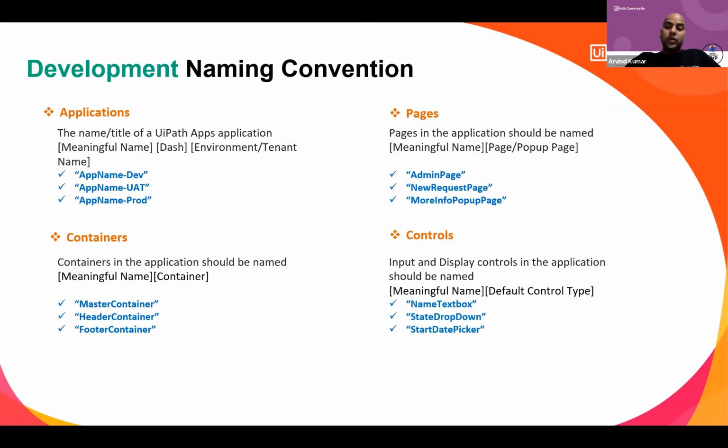Give some meaningful name and then keep the default control type, because every control type has a default name in Apps. So just put name text box, state drop down, state date picker. This will give you a better idea. Once you open your page, it will look more organized, you can see what you have written for your application, pages, containers, and controls, and you can easily find your names. You will not have any ambiguity or confusion. Okay.